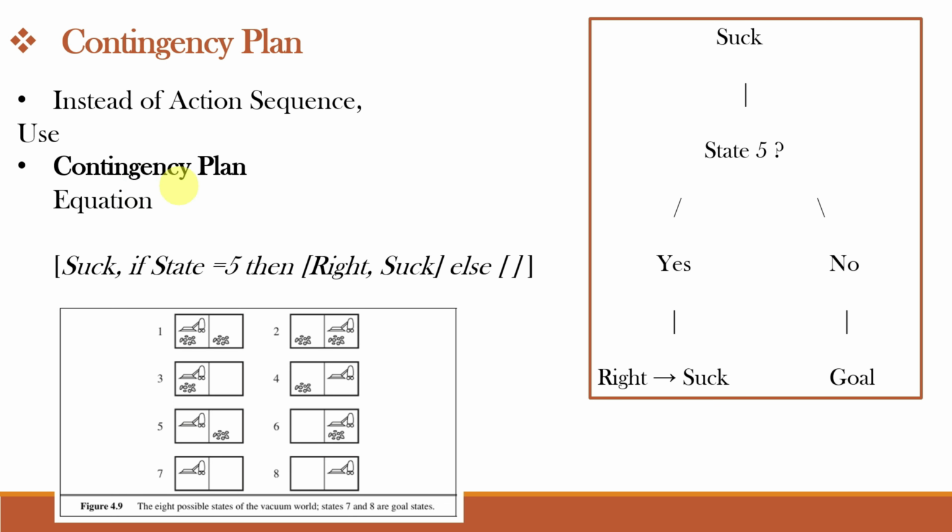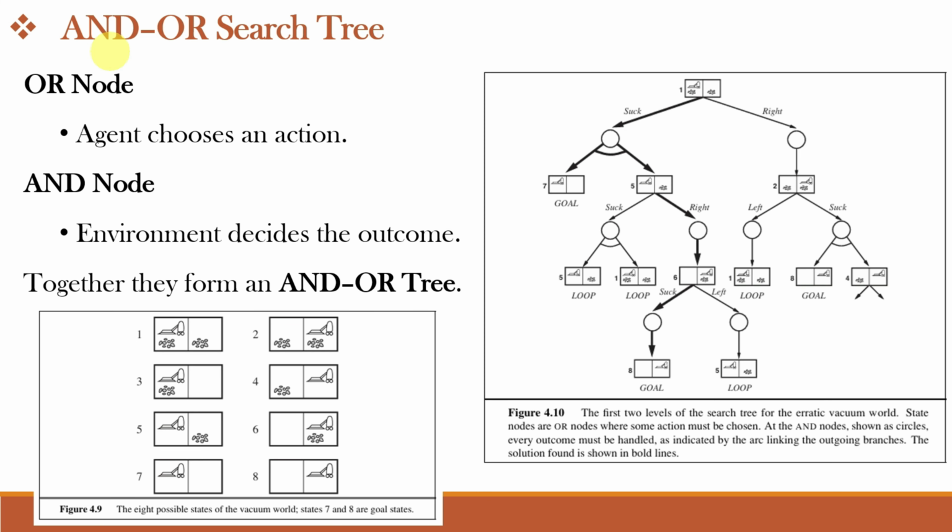Therefore, a contingency plan is similar to the if, then, else statement in programming. The equation will be like this: perform suck; if state is equal to 5, then move right and suck again, else do nothing. Now we need a search tree that can represent uncertainty.